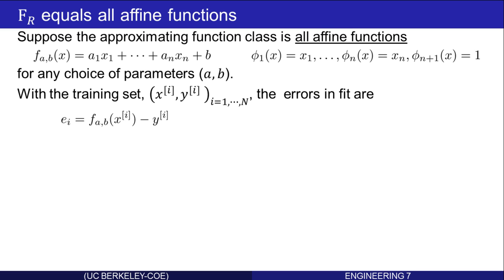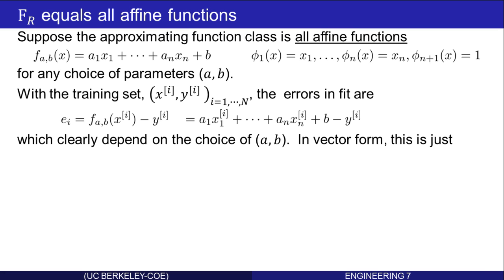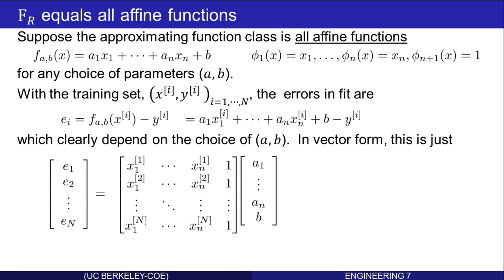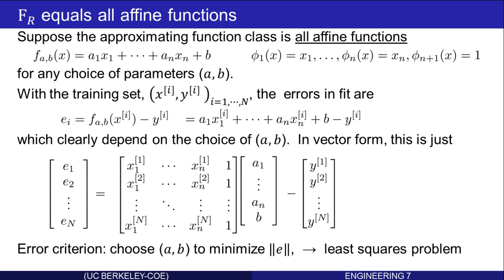Substituting what the approximating function is gives this error explicitly in terms of the choice of a and b. Again, this can be written in vector form involving the matrix vector product of a known matrix, which involves the basis functions and the x coordinates of all the training points, and the vector is the unknown coefficients forming the linear combination of the basis functions. As we've seen many times, the error criterion says to choose a and b to minimize the norm of e, and as before, this gives a least squares problem.